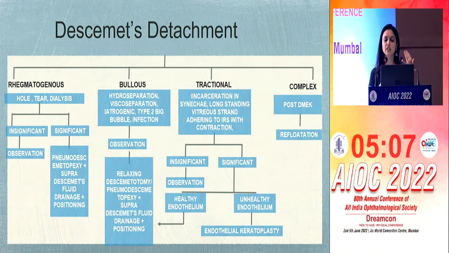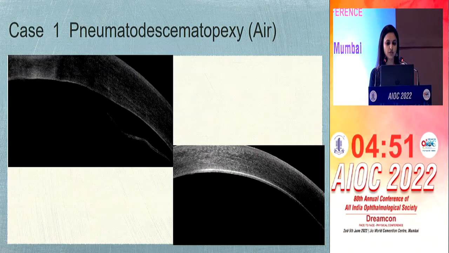And if you think that this is an endothelium which is not going to recover, then you have to do an endothelial keratoplasty. And if you have a complex detachment, for example, if you see your lenticule is not attached, I'll show you an OCT picture where the lenticule is not attached, you have to do a reflotation air injection, and that will attach your DM eventually. So this is one case where an air injection was done.